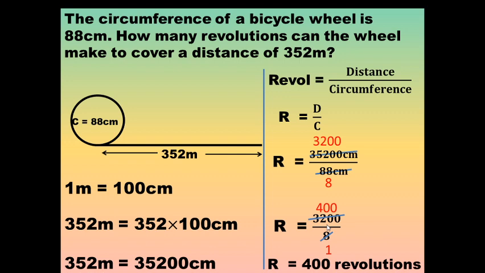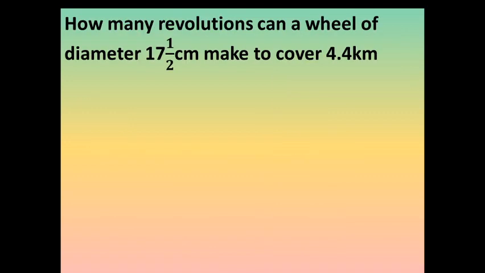Let's look at the next example. After underlining our answer, you can look at the next one. How many revolutions can a wheel of diameter 17.5 centimeters make to cover 4.4 kilometers? Remember, in our example 1, we had centimeters and meters. This time, they have given you the diameter. The other time, they gave you the circumference directly.